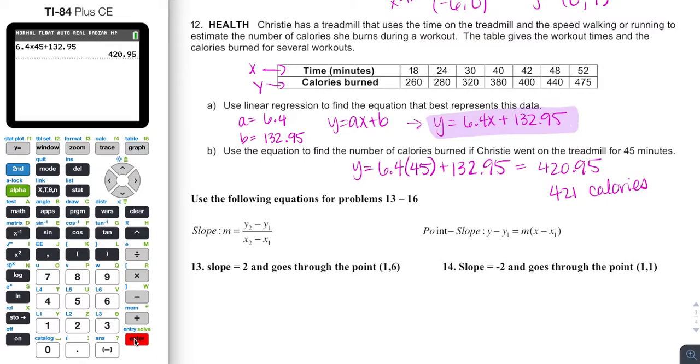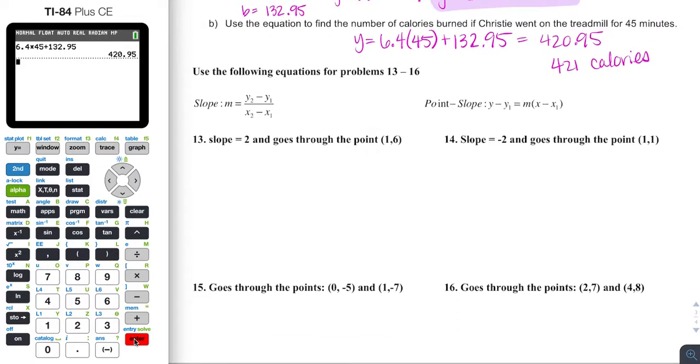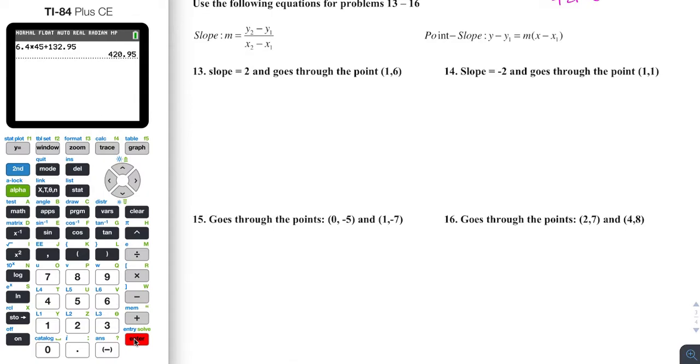All right, moving on. So we are going to be using this equation quite a lot. So our point slope equation. So it says it has a slope of 2 and goes through the point (1, 6). So our point is going to be our x1, y1, and our slope is our m value. So we're going to have y minus 6 equals 2 times x minus 1. So we just plugged in our y1, our m, and our x1.